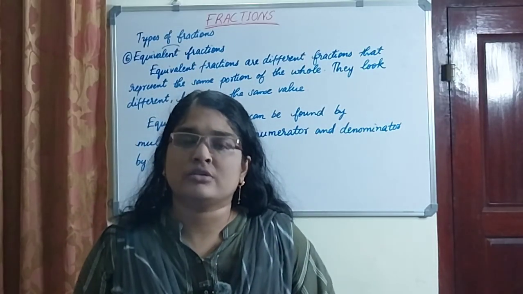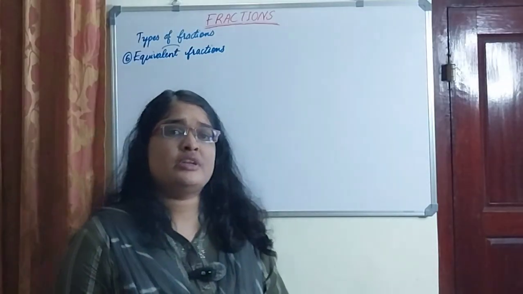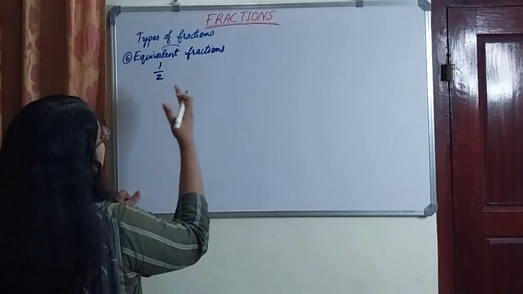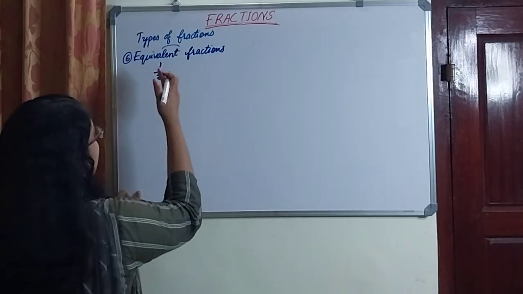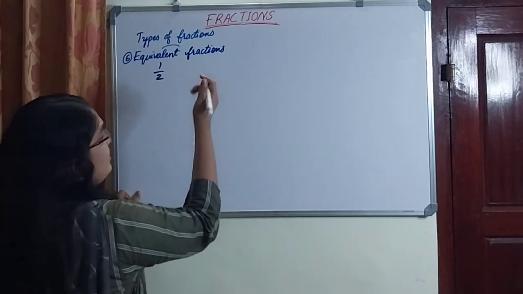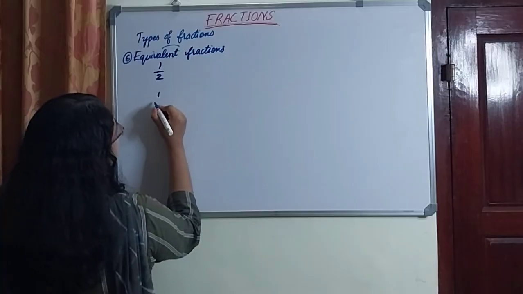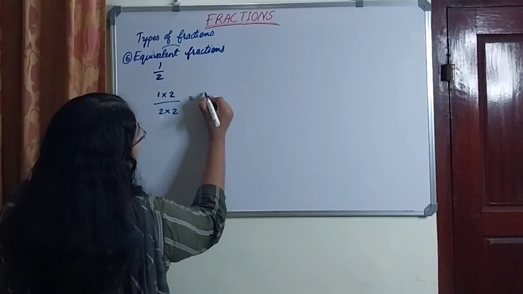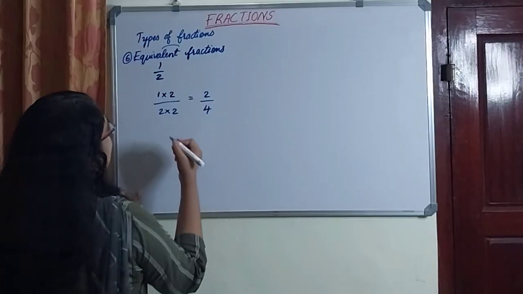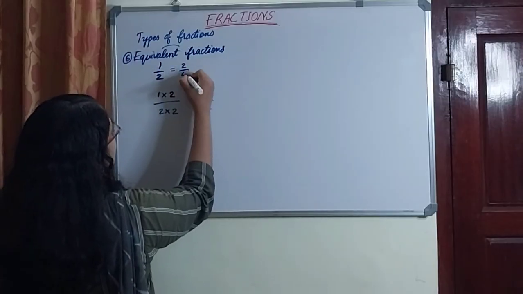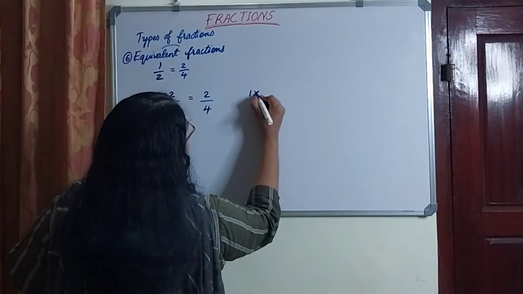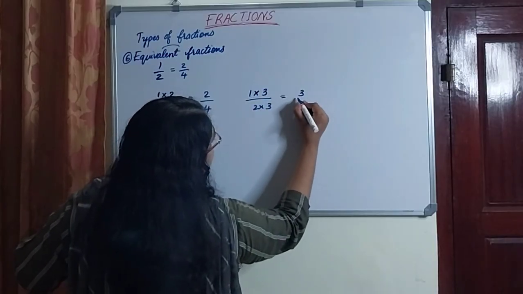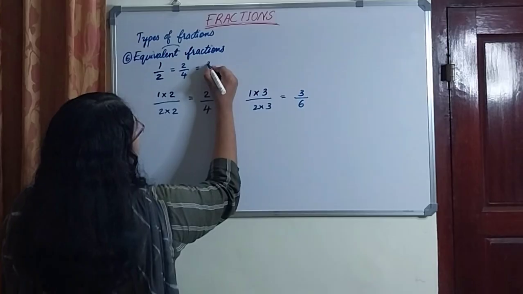Let's see examples of equivalent fractions. Let's see how to find equivalent fractions of the fraction 1 by 2. So to find equivalent fractions of 1 by 2, we have to multiply both the numerator and denominator by integers. First of all, we can multiply numerator and denominator by 2. We get 2 by 4. Okay, 1 by 2 equals 2 by 4. Next, we can multiply both numerator and denominator by 3. We get 3 by 6. This is equal to 3 by 6.